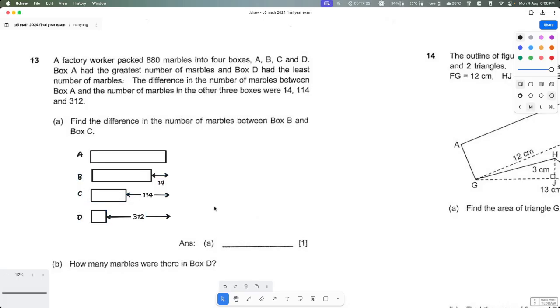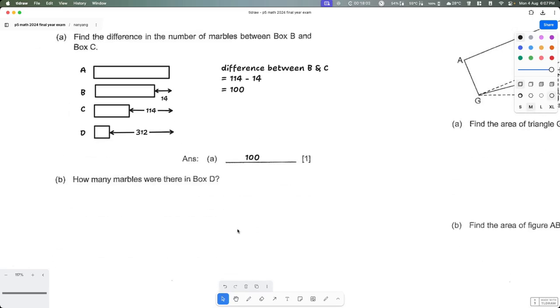If I were to draw them into models, it will look something like this. It says find the difference in number of marbles between box B and box C. So the difference between B and C is 14 plus 114, which gives us 128. Sorry, not this. It's just 114 minus 14, which is 100. So the answer is 100. Now, how many marbles were there in box D?